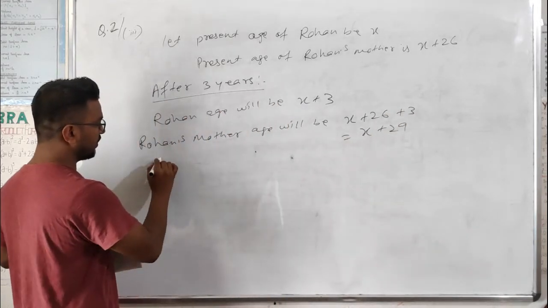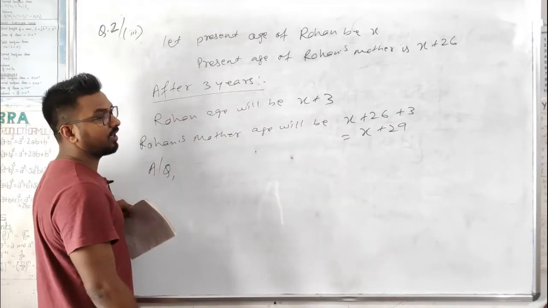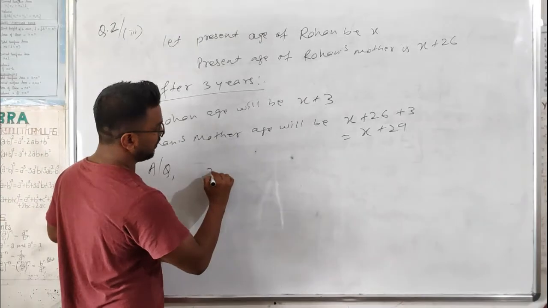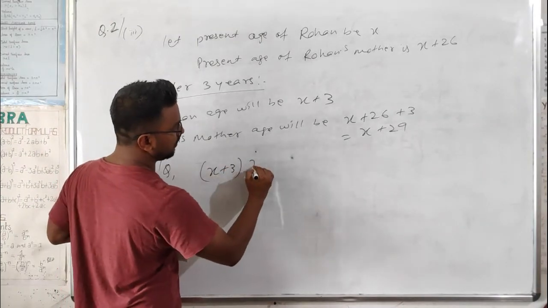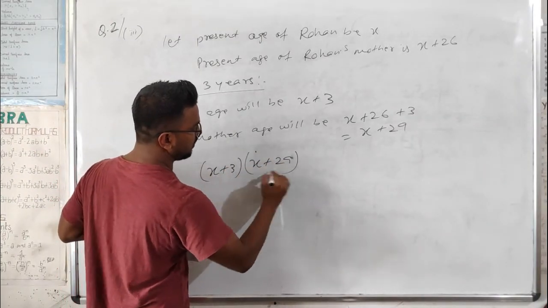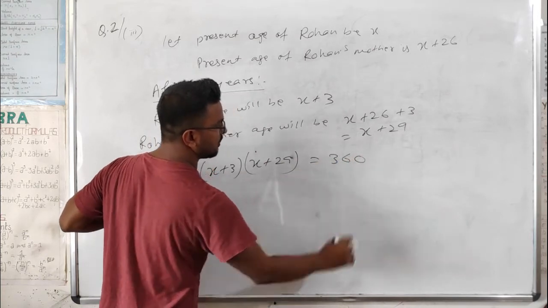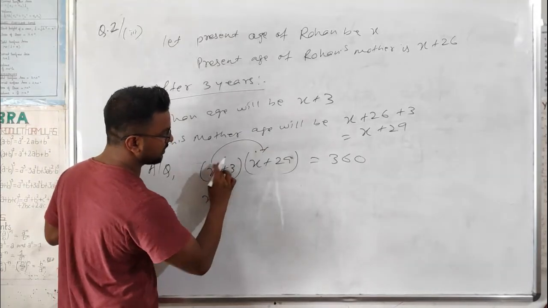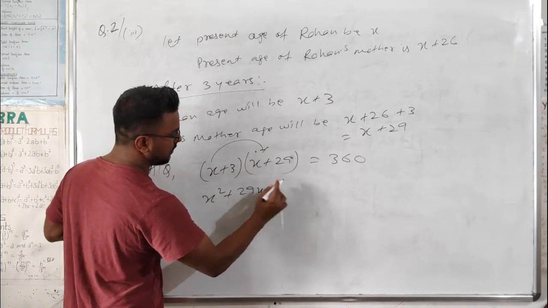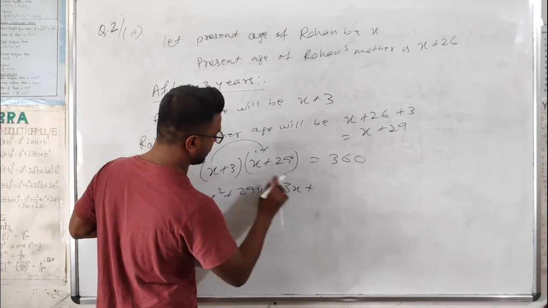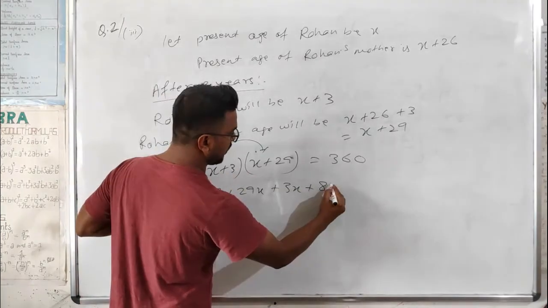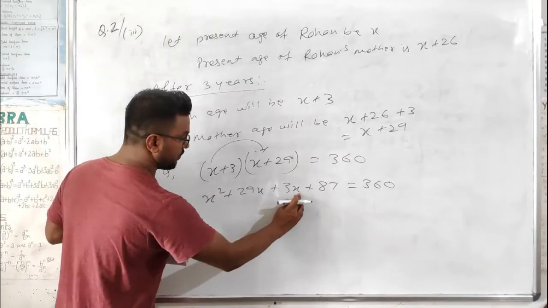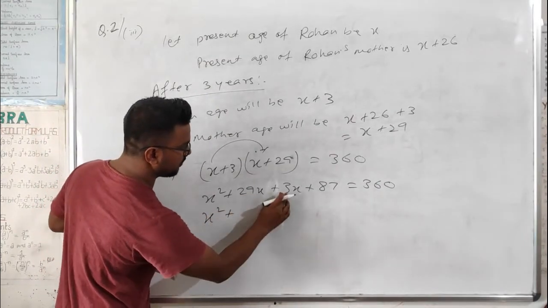Now according to question it is given the product of their age after 3 years it will be 360. So x plus 3 into x plus 29 is equals to 360. So if you multiply 1 by 1, x into x, x square plus x into 29 is 29x plus 3 into x, 3x plus 3 into 29 is 87 is equals to 360. Okay, so first you solve this one. X square plus this will become how much?